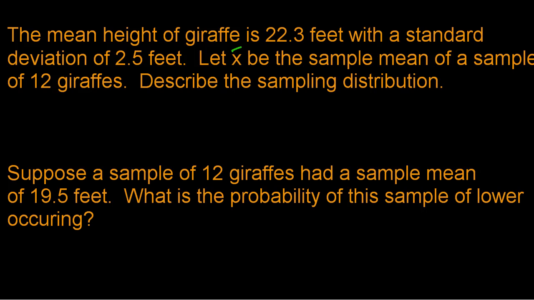Well, I don't know. I guess it could be 22.3. It could be higher. It could be lower. Who knows? But a sampling distribution will allow us to understand that. So here's what we know. We know the true mean is 22.3 feet. We know the true standard deviation of the population is 2.5 feet.